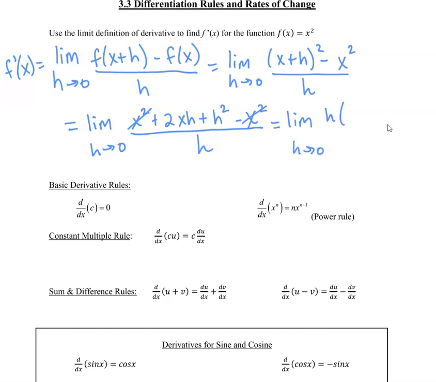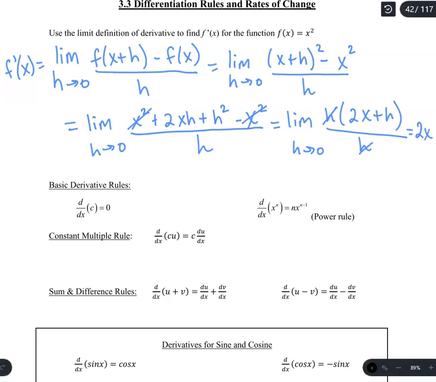So then I have h times 2x plus h all over h. Those h's divide out, so now I'm down to just the limit as h approaches 0 of this expression, which of course is 2x. So the derivative of that original function would just be 2x.